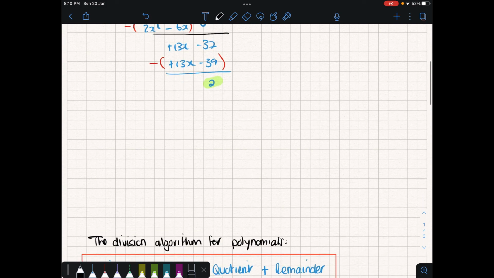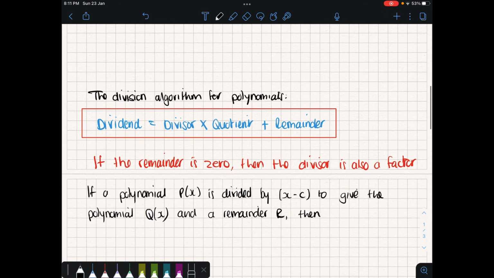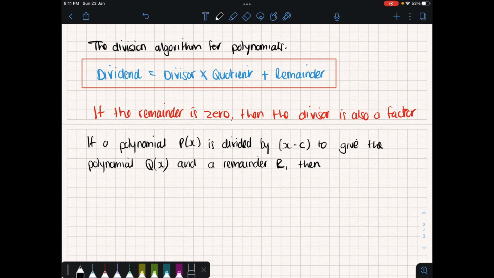Okay, so in general, what we can say is, if you take a polynomial and you divide it and get a quotient, it's the same as saying that the polynomial can be written as the divisor multiplied by the quotient plus whatever remainder stays in place. And we saw that if we got a remainder of 0, then this divisor was also a factor. So let's say we have a polynomial p of x and we divide it by some linear factor to give us another polynomial and a remainder.